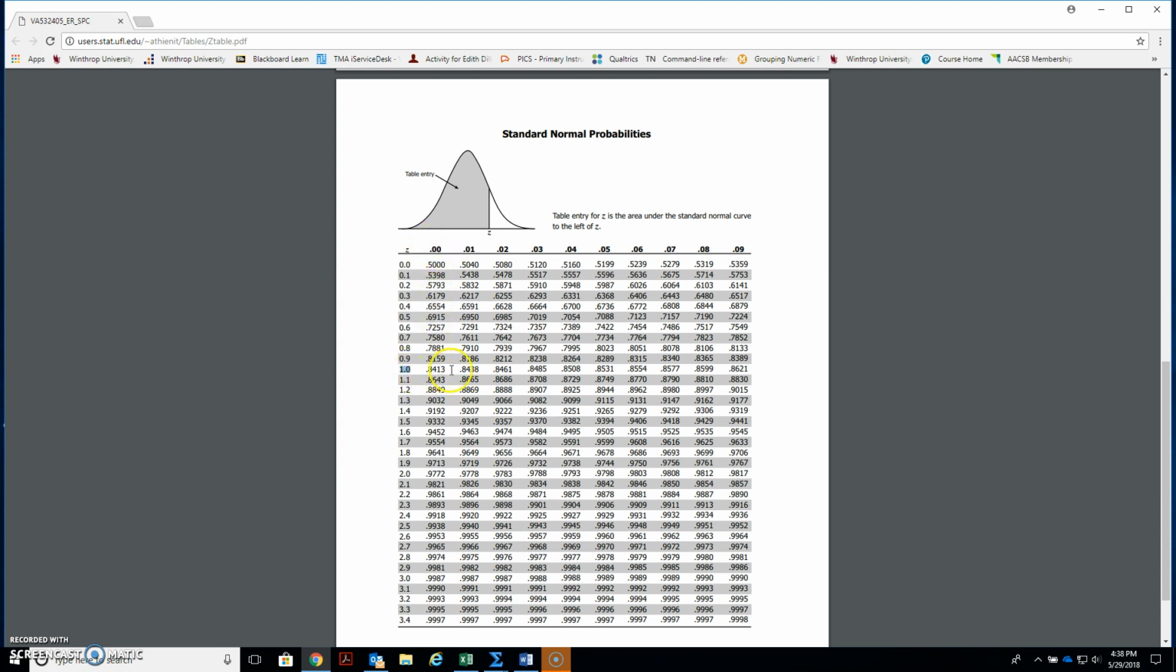And you look across the top, and the 0.00 would actually be 1.00. So our percentage for 1 is 0.8413. If instead we were looking up 1.05, for instance, we would go down to 1 and then across to 5 to find 0.8531.